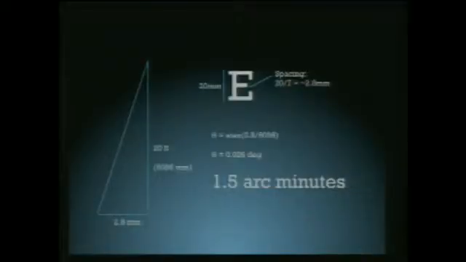So for your brain to figure out that this is an E and not a B, it needs to be able to detect that separation. So we can do a little calculation using trig, and we can figure out that that means that you can see a separation of 0.026 degrees, or also known as 1.5 arc minutes. An arc minute is a 60th of a degree.